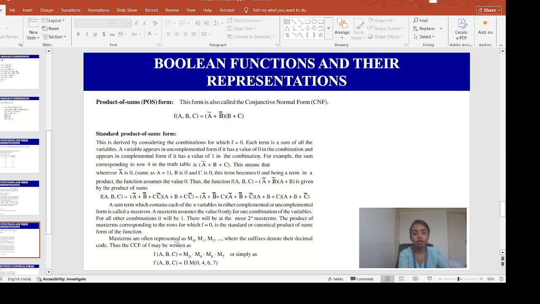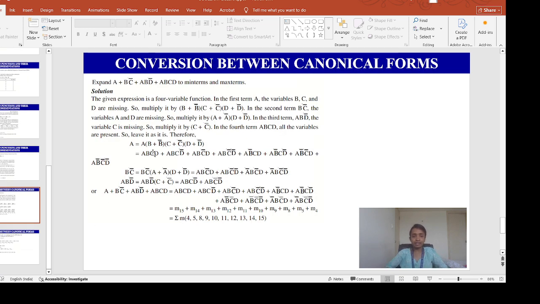So max terms are often presented as capital M0, M1, M2, where the suffixes denote their decimal code. So if your max term is M0 dot M4 dot M6 dot M7, we can write it as product of M 0, 4, 6, 7. Now we will consider one example.